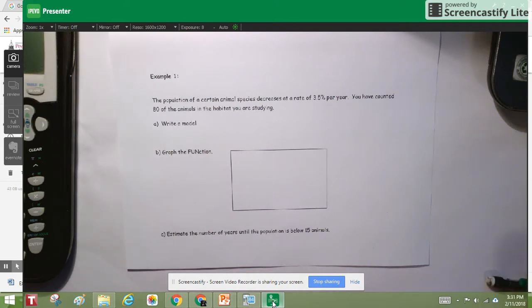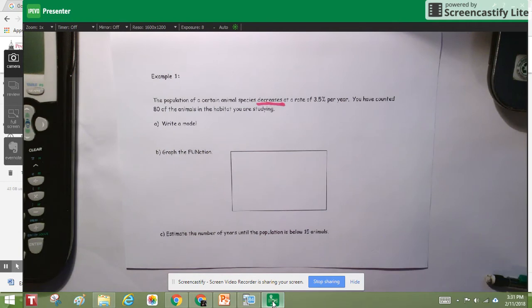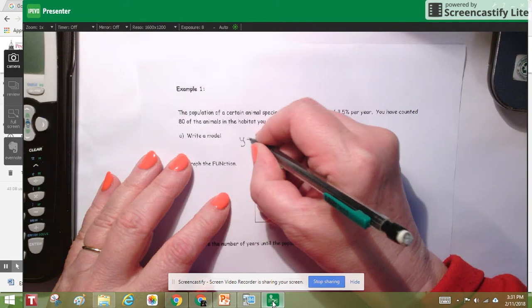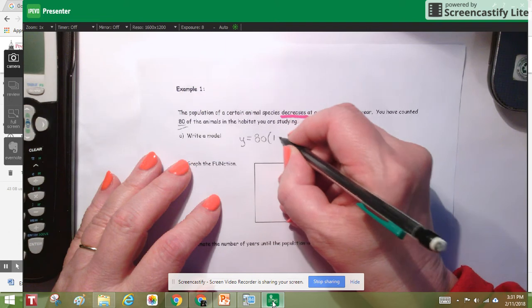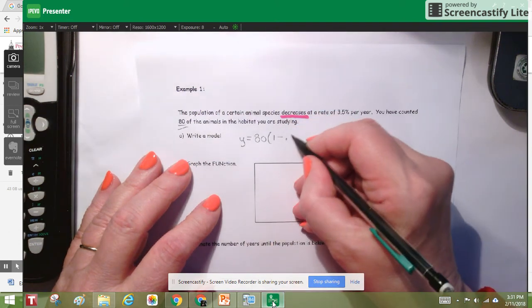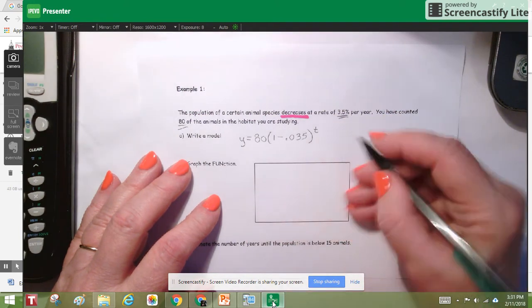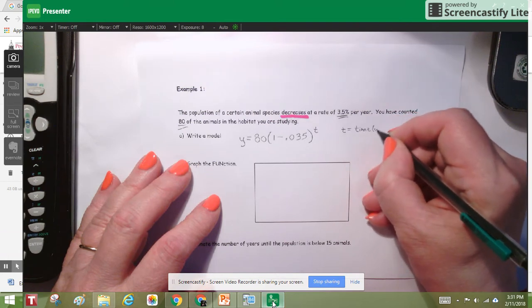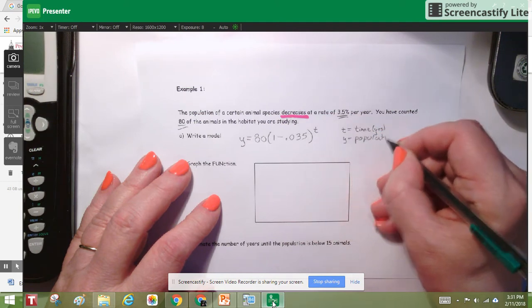So let's go back and reread the problem. Population of a certain animal species decreases. So right there, that tells you that you should be using your exponential decay equation. So if it says write a model, I'll say y equals, my initial amount is 80, times 1 minus 0.35 because my rate is 3.5%, raised to the t. And I'm going to declare my variables. Say t is time in years and y is my population. And there is my model.